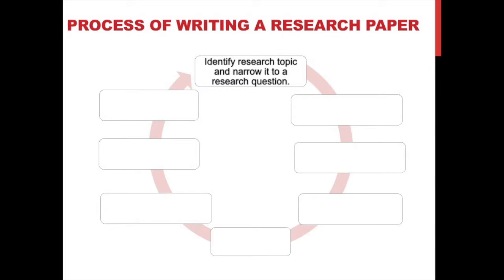As we talked about in previous lessons, the first step for you to write your research paper is to identify a research topic and narrow it down to a research question, which every one of you actually has one already. Then you probably remember the second step is locating sources of information on the topic that you have chosen.